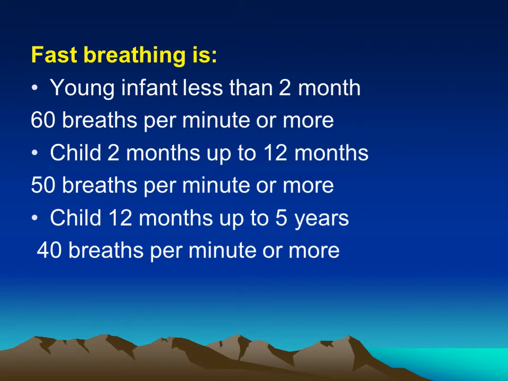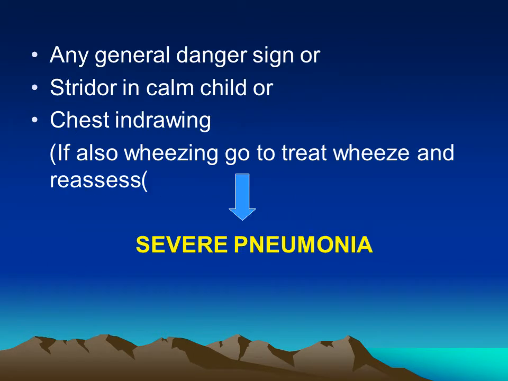How can you define fast breathing? Fast breathing is defined according to the age of the child or infant. A young infant less than 2 months, if he gets 60 breaths per minute or more, is considered as fast breathing. A child from 2 months to 1 year, if he has 50 breaths per minute or more, is considered as tachypnea. A child from 12 months up to 5 years, if he gets 40 breaths per minute or more, is considered as fast breathing. So it's very important to know the cutoff of fast breathing.